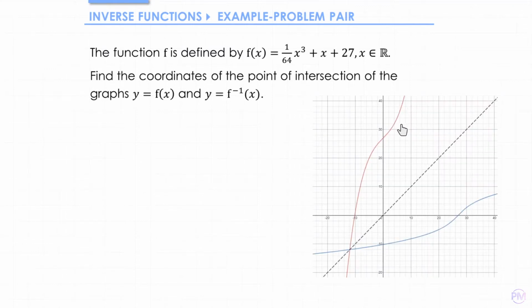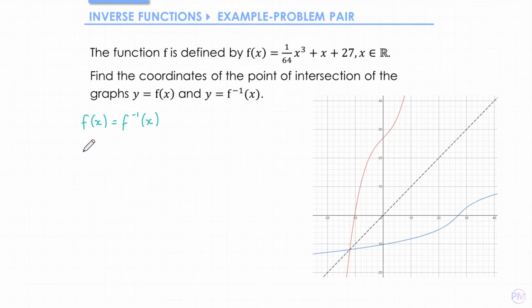In red, we have the function f of x, and in blue we have its inverse. The two graphs meet here, which is also on the line y equals x. That gives us a few different options if we want to try and find the point of intersection. We could try to solve the equation f of x equals its inverse.